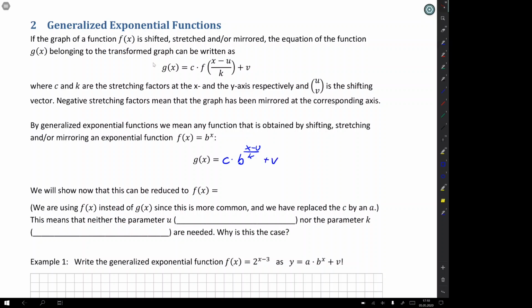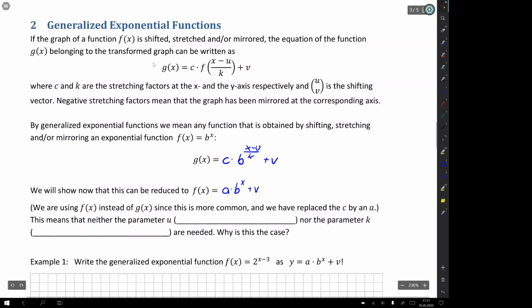We will show now that a simpler formula than this covers all these generalized exponential functions, namely the formula a times b to the power of x plus v. So all that I have done is I have replaced the c by the a here, so we get a times b to the power of x as we know it from before, and the plus v is still here. I have additionally used now f of x instead of g of x, just because it's more common to use f of x. The idea is still the same.